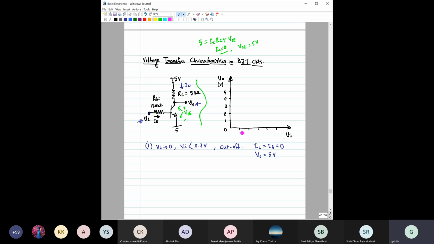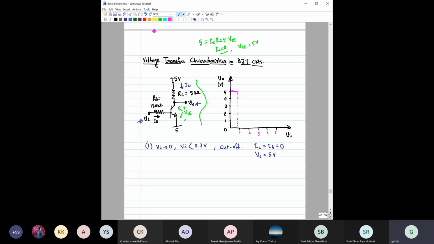Okay. So I see this is 1 volt, 2 volt, 3 volt. Let us write this 1 volt, 2 volt, 3 volt, 4 volt, 5 volt, right? So till 0.7, 0.7 is somewhere, say like here, till 0.7, this output is like 5 volt, right? Till 0.7, output is 5 volt.